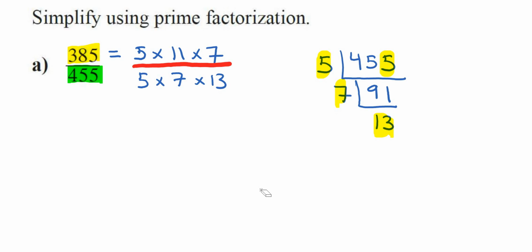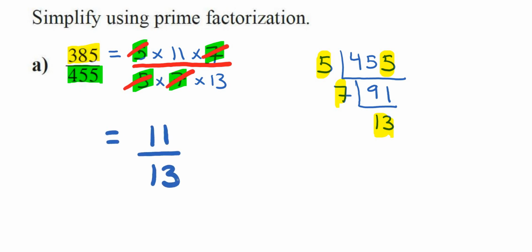Okay, so we have all these prime numbers here, and as you can see, I have a 7 and a 7, so basically those will now cancel off. And we also have a 5 and a 5, and those will cancel off. And that means I have 11 on the top and 13 on the bottom. So 11 over 13 is the final answer there. Okay, let's move on to question 7b.